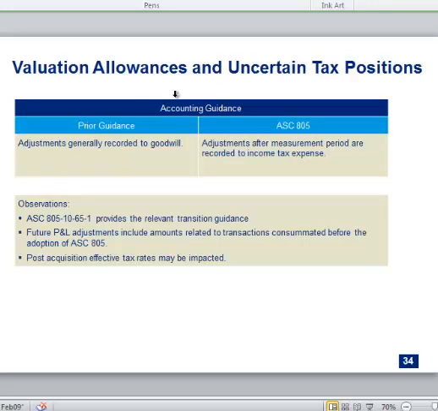So, if you have a valuation allowance or an uncertain position, let's use an uncertain position for starters. Let's assume that you were a target company and you took a really aggressive position on your tax return, let's say you deducted all your meals and entertainment.